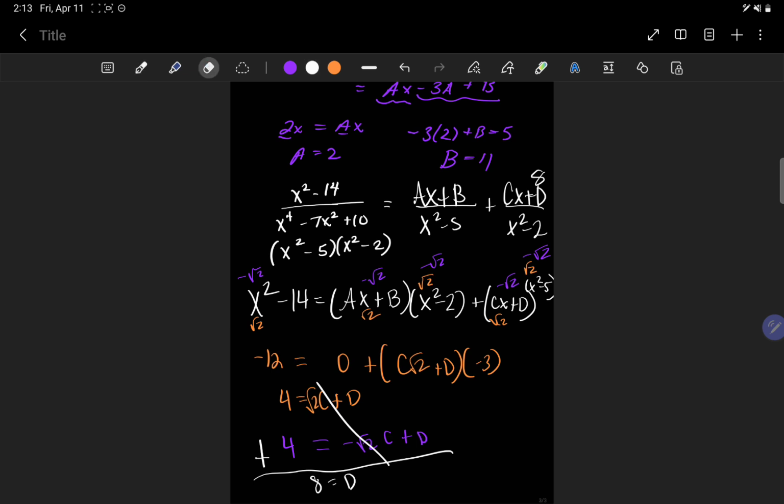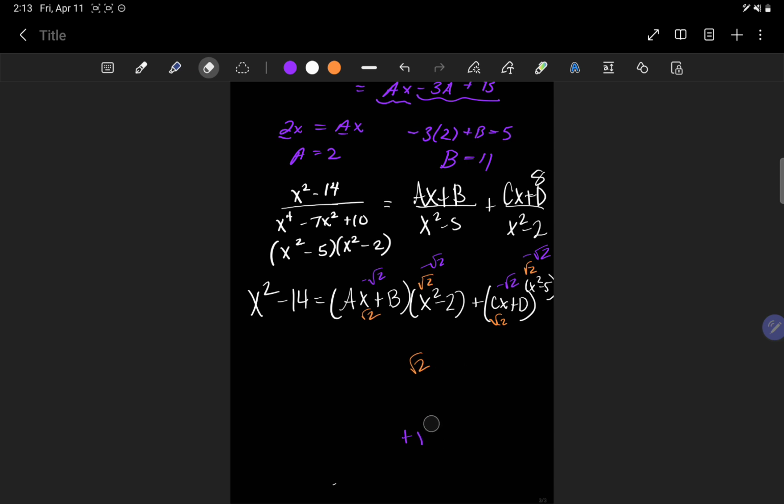Okay, and then I'm going to erase this, everything I've done, all of my good hard work, to do the other one and knock it out. Oh, shoot. I should have found C because we had our system there. So 4 equals square root of 2c plus d, and we know that d is 8. Right? We're going to get a radical answer because you'll have to divide by square root of 2.